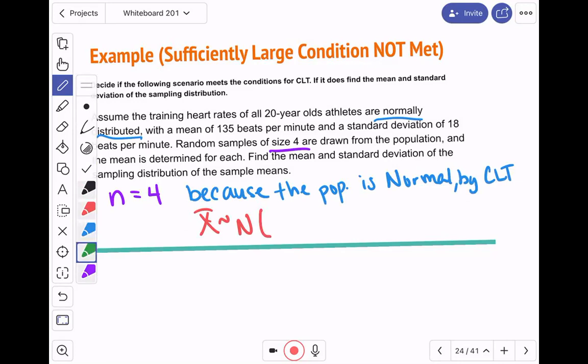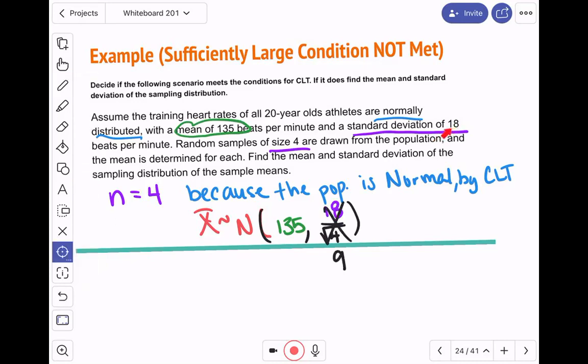What is the mean of the population? 135. And a standard deviation equal to the standard deviation of the population, which is 18 divided by the square root of the sample size, which was 4. So 18 divided by the square root of 4, which is 2, so it's 18 divided by 2, which is just 9.